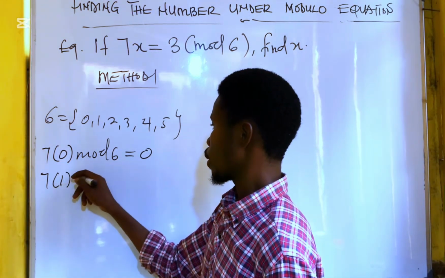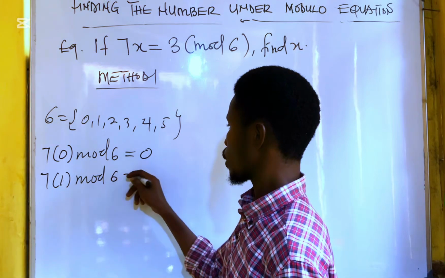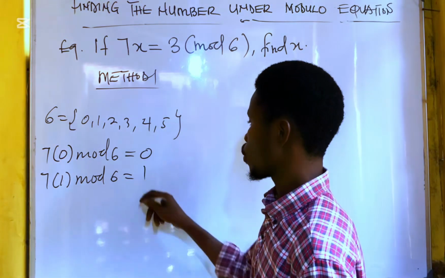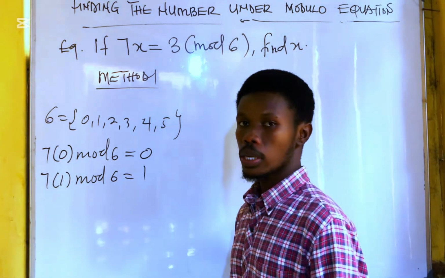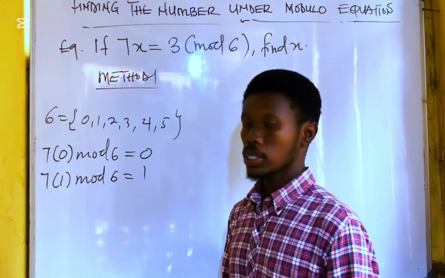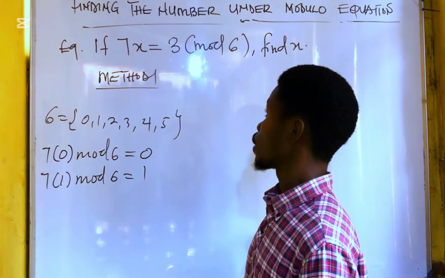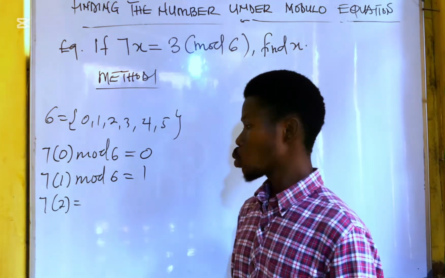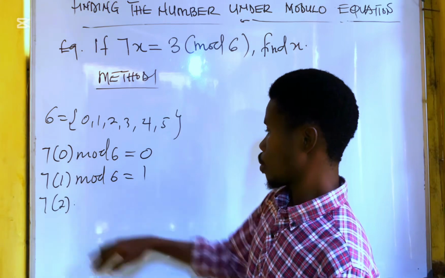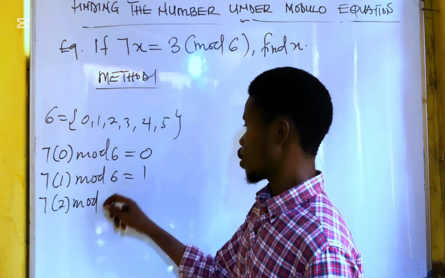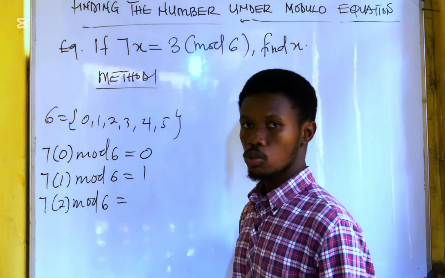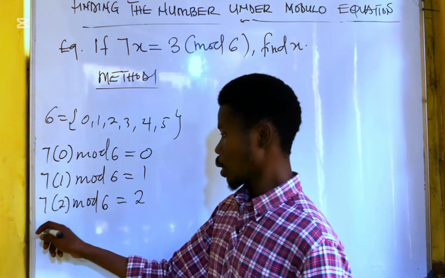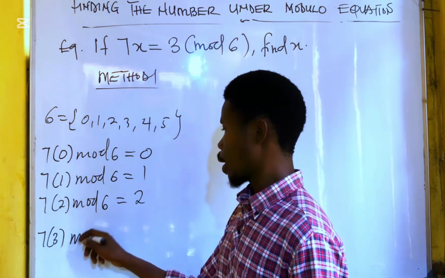7 times 1 mod 6. 7 times 1 is 7. Under mod 6, we know it will be 1. Is that okay? Because 6 can go into 7 just one time, remember 1. Then we move to the next one. 7 multiplied by 2 is 14. Mod 6, so 14 minus 12, or 6 can go into 14 2 times, remember 2. Is that okay? Then 7 multiplied by 3 under mod 6.